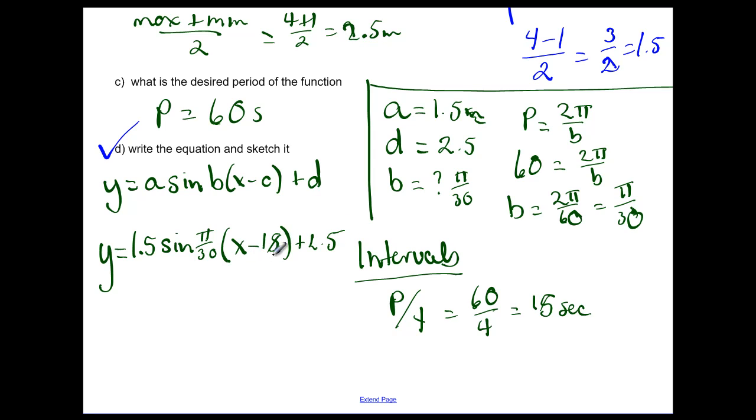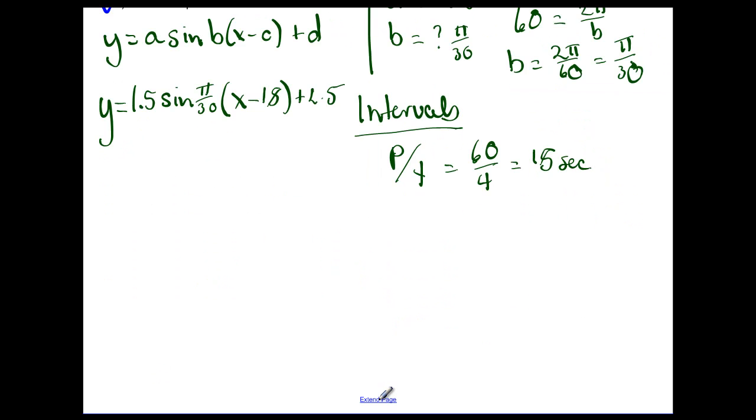Now remember, because we're shifting, that's a 15. Because we're shifting to the right, it is negative. So this is what the sketch looks like if we're just sketching this from the beginning now.